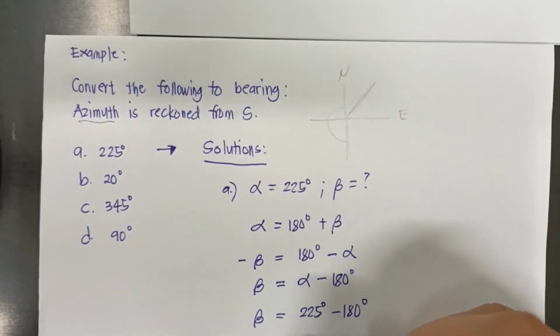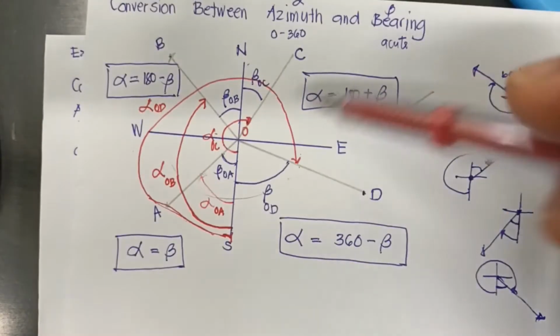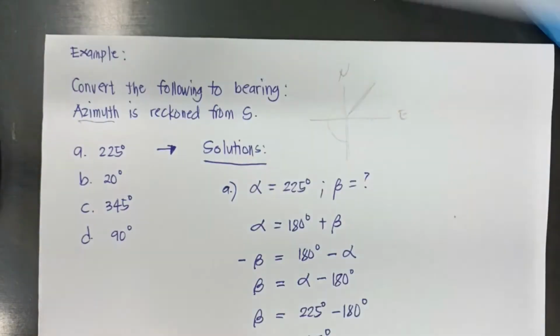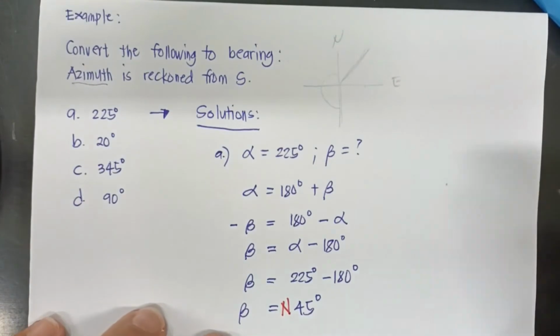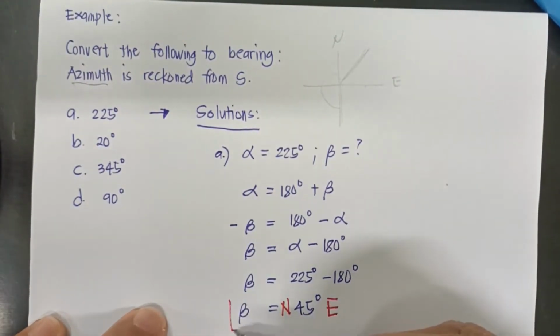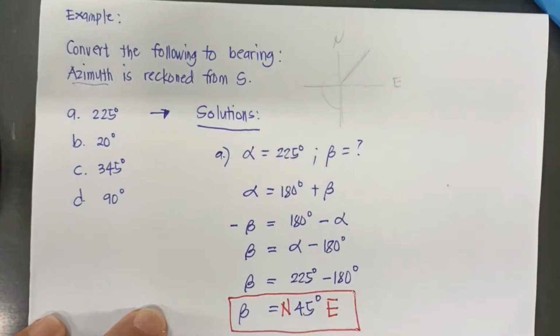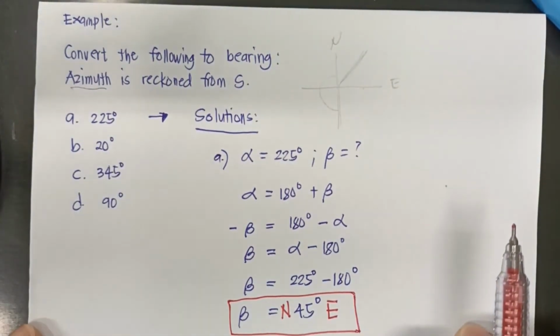And that is equal to 45 degrees. Okay, so this is the bearing angle. When we see beta, or bearing, there should be a quadrantal direction. It falls in the northeast quadrant, so therefore you have to indicate north, and then east. This is the equivalent bearing of the azimuth 225 degrees.